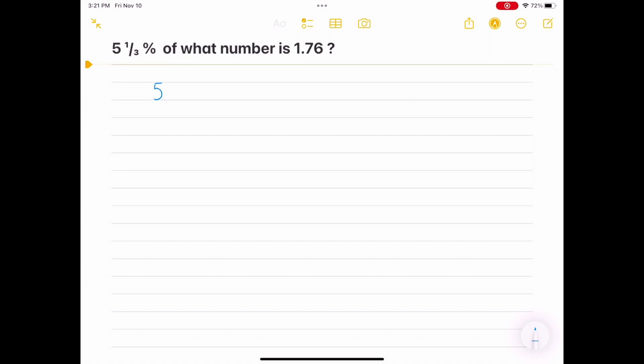5 1/3% of what number is 1.76? We rewrite that as a number sentence, 5 1/3% times what number, y, equals 1.76.